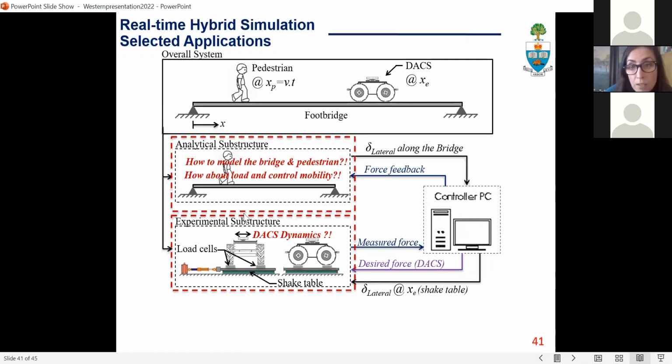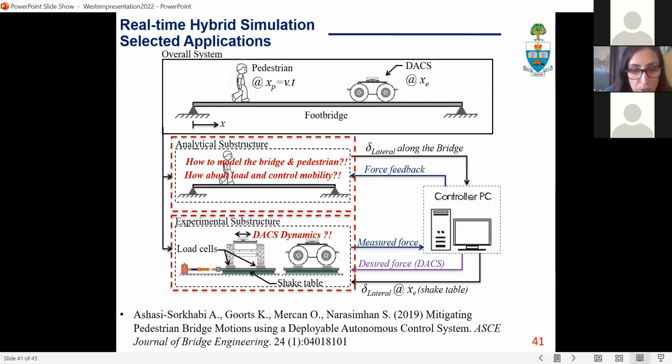The same mobility issue is here for the control device also. So we had to rethink how we introduce this analytical substructure to be able to capture these two. On top of that, there was some dynamic interaction between the shake table and the DAX system. So we had to account for that also. And we published this collaborative work in 2019.